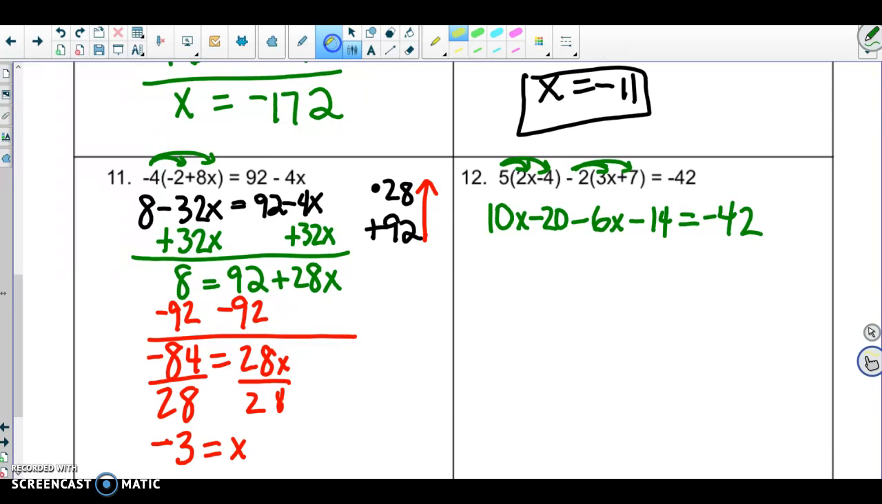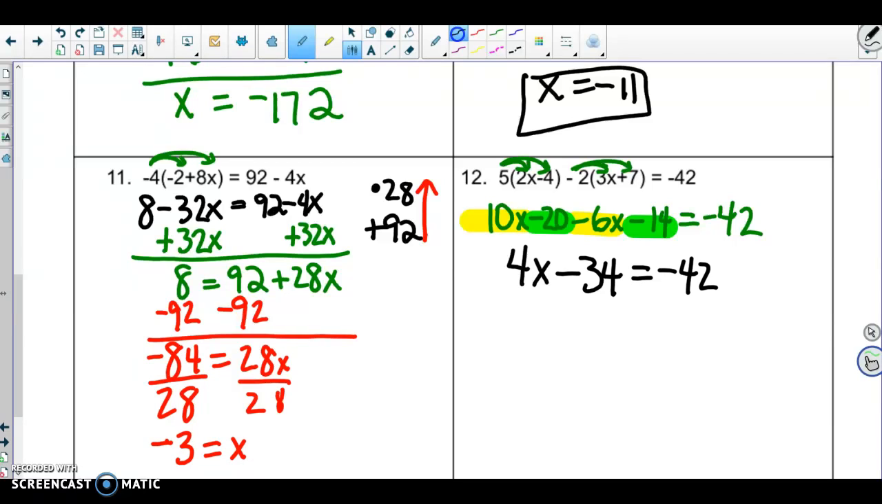I see x's in a variety of places, but they're all on one side. So when they're on the one side, I just need to put things together. So I have my variables to put together, and then I have my constants to put together. So 10x minus 6x is going to give me 4x. -20 minus 14 would give me -34, and that equals -42.